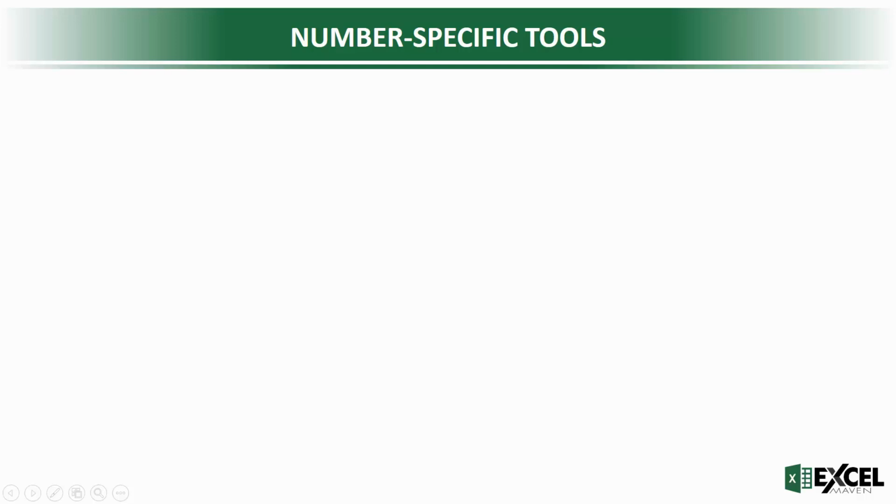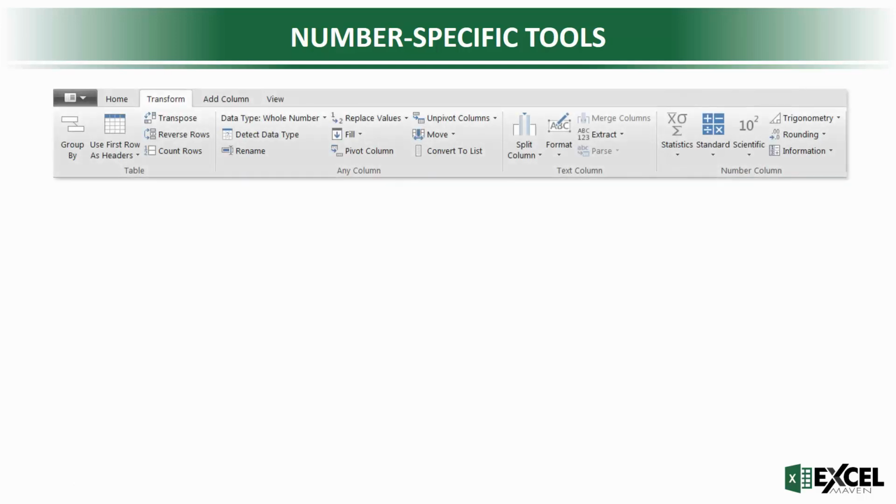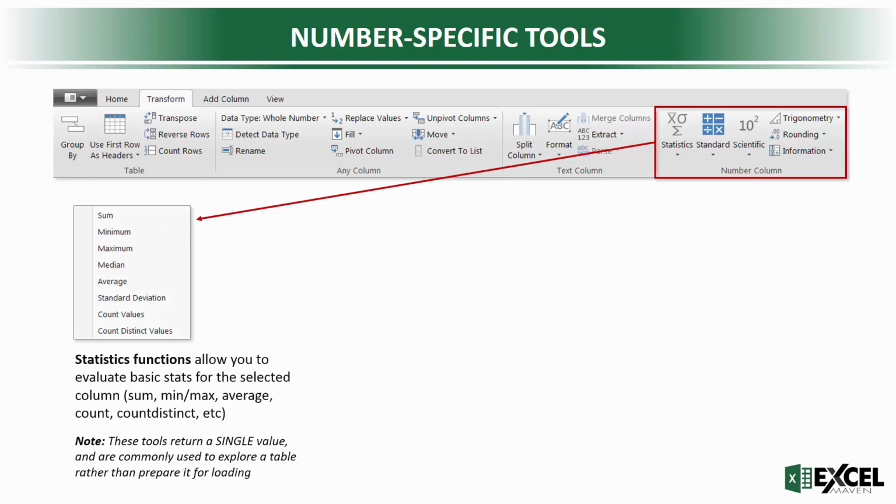Okay, moving right along to the number specific tools. Taking a look at the transform tab in the query editor, towards the end there, you'll see this grouping of tools. These are our number tools, and we've got some interesting options in here. First, we've got statistics options.